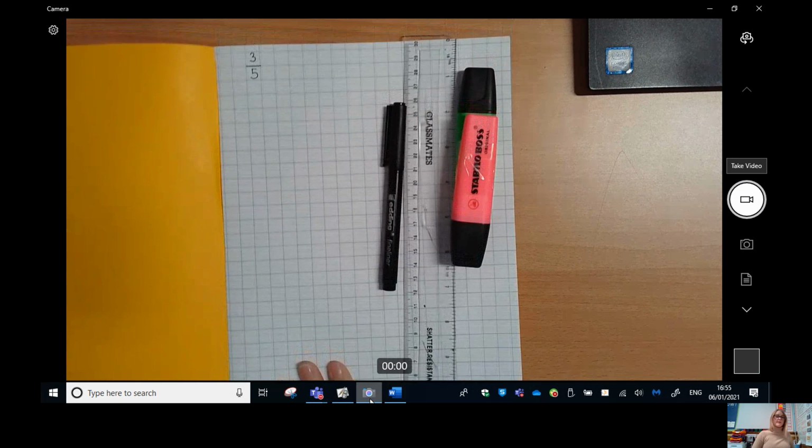And I'm going to have a go at doing 3/5. Now, you might not have any squared paper at home, but you can do this on plain paper. You just have to be really careful because remember, we want to do equal parts. So I'm going to look at some different ways of doing 3/5.